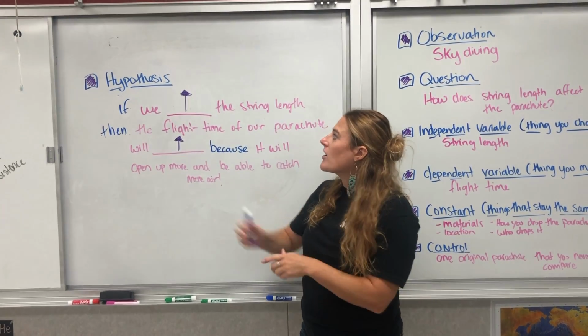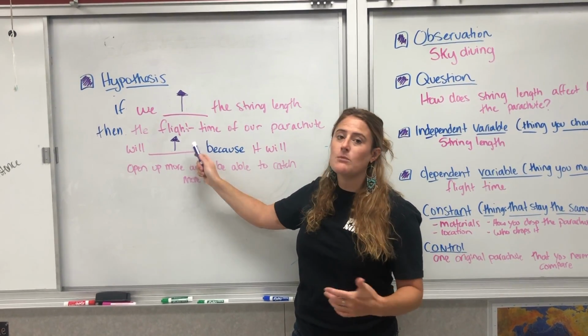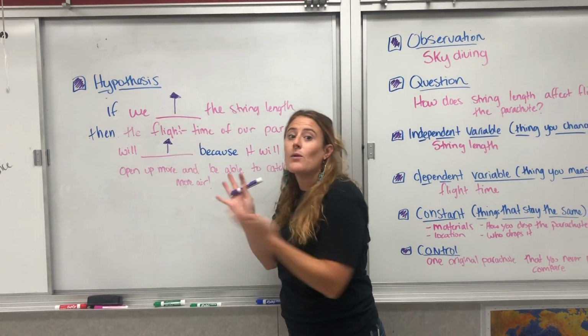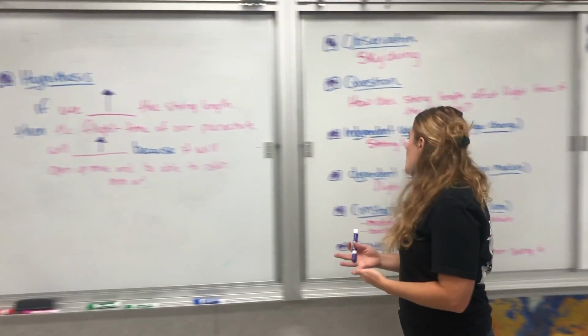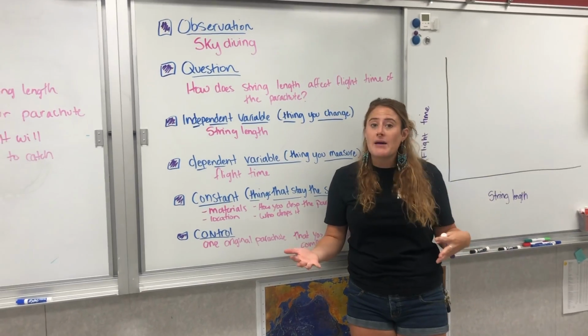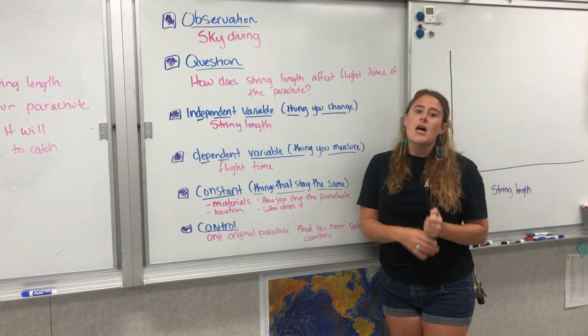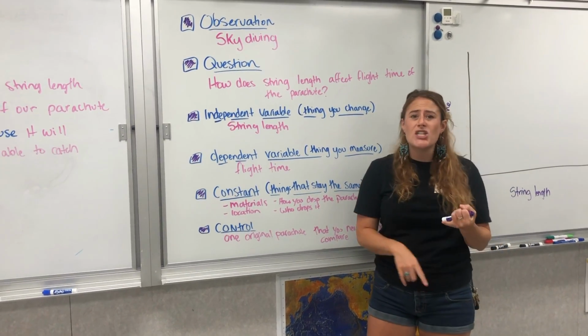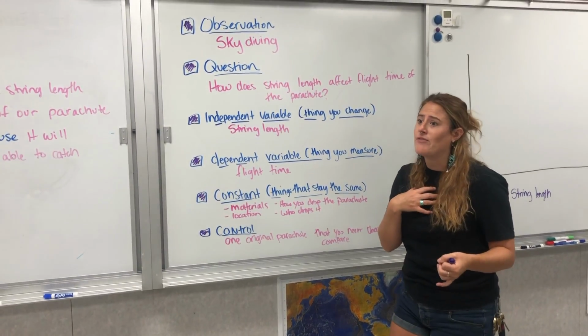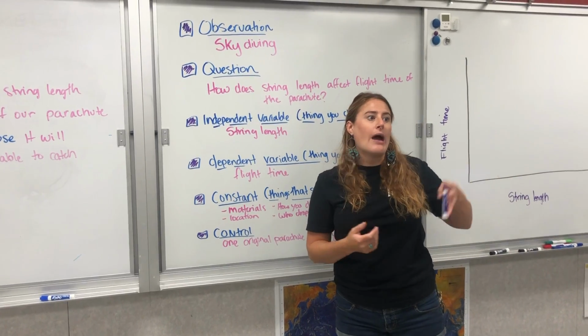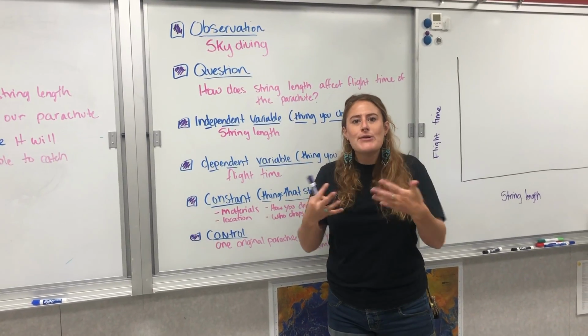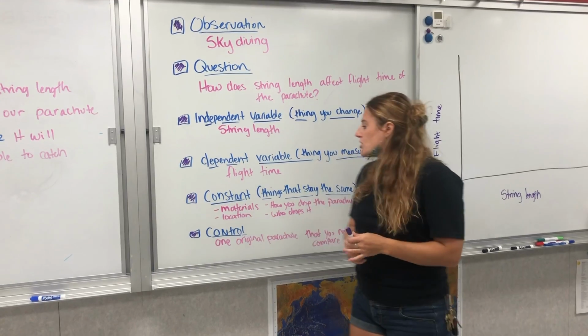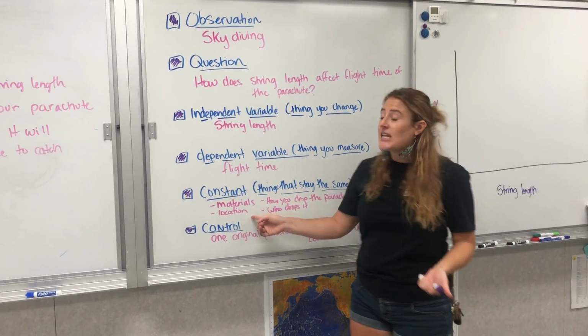So we have our independent variable and our dependent variable in our hypothesis, and this is how we create it, like a template. Going back, a few things we need to keep in mind. We need a constant. A constant is things that stay the same. We don't want to change the materials. If I make a parachute out of napkins and Mr. Diaz makes a parachute out of coffee filters, how are you going to compare that? They're not the same. So we need the same materials.